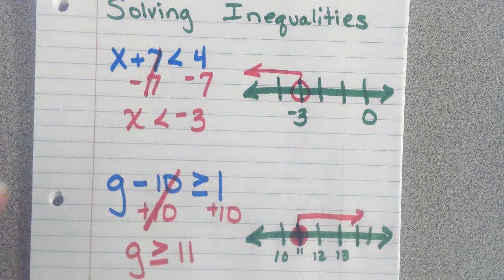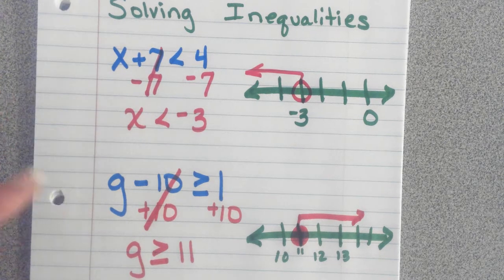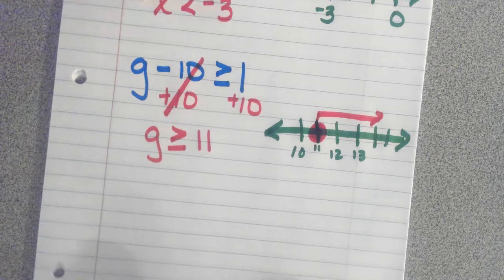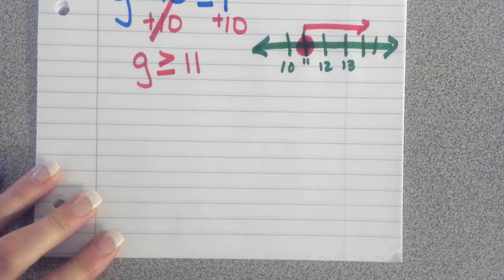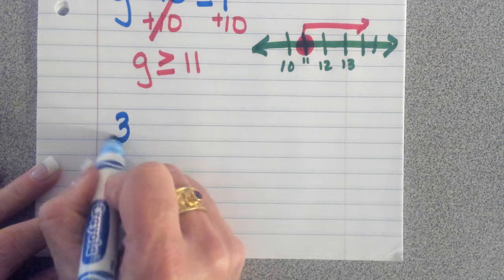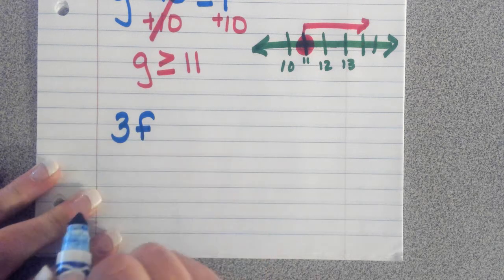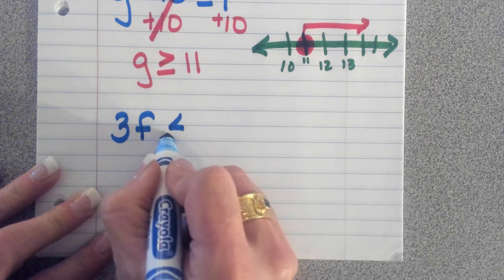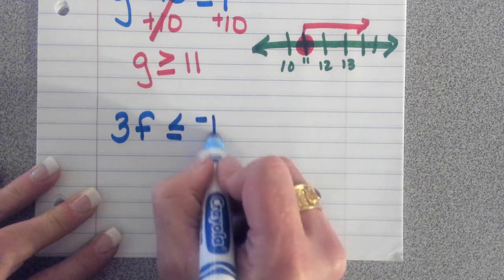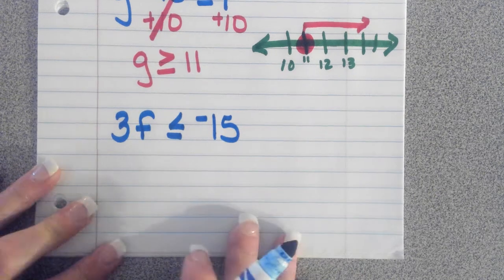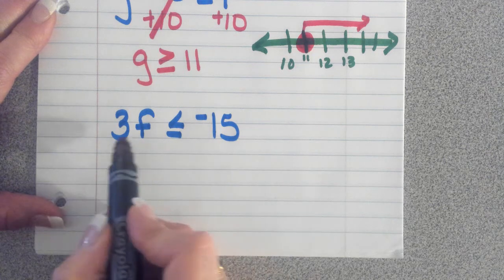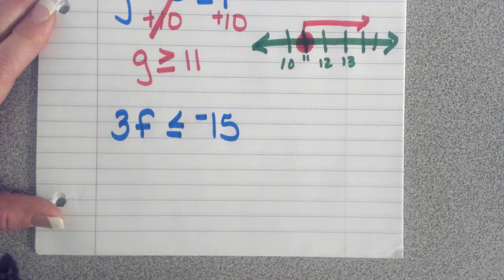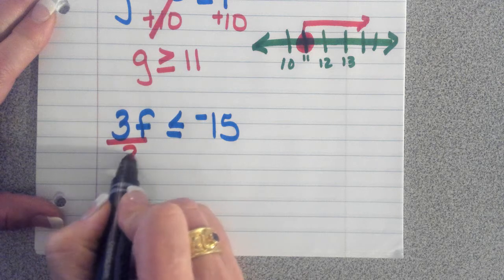All right, let's keep going. That's addition and subtraction. Let's go do some multiplication. Let's say we have 3 times a number, we'll call it f, and it is less than or equal to negative 15. Okay, what I want to do is the opposite operation. So what's the opposite of taking f times 3? That would be to divide by 3.